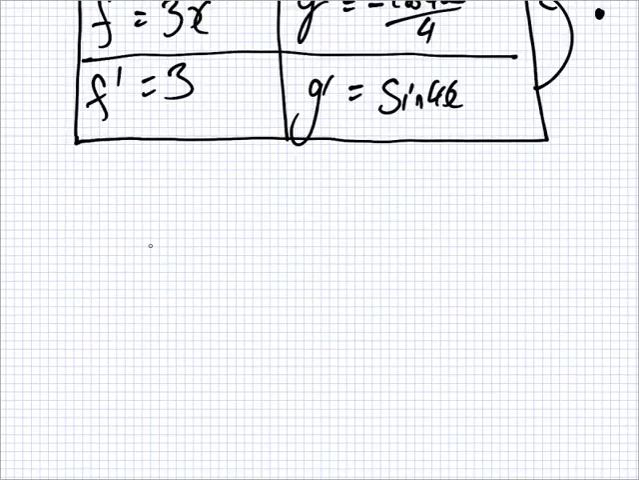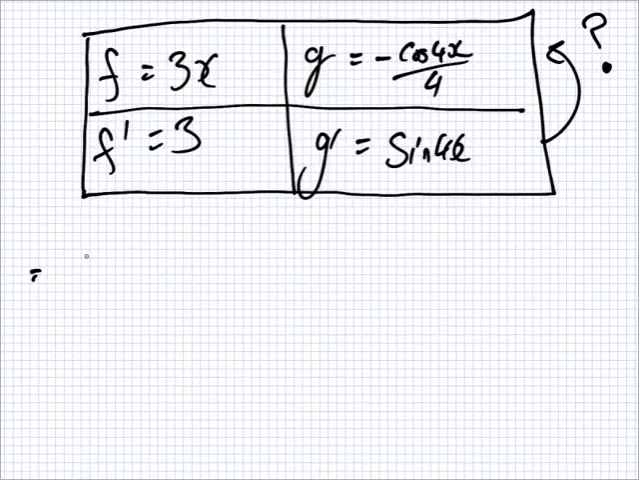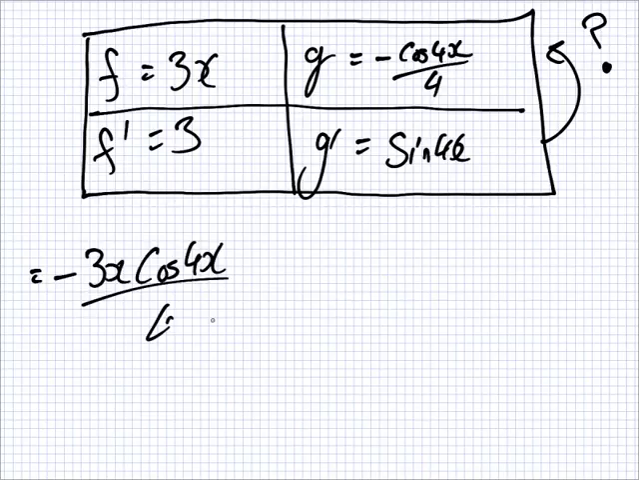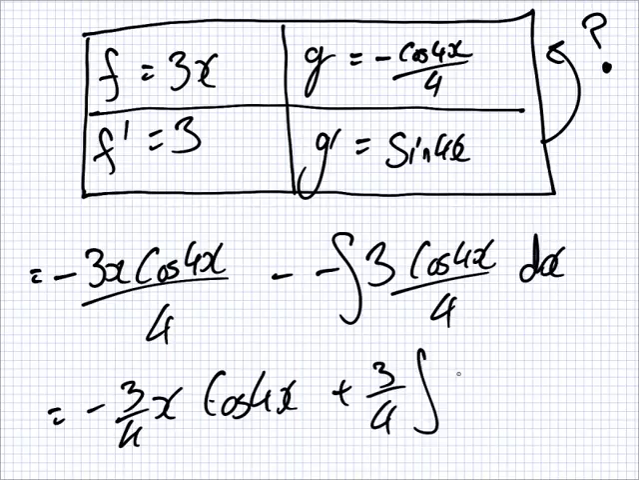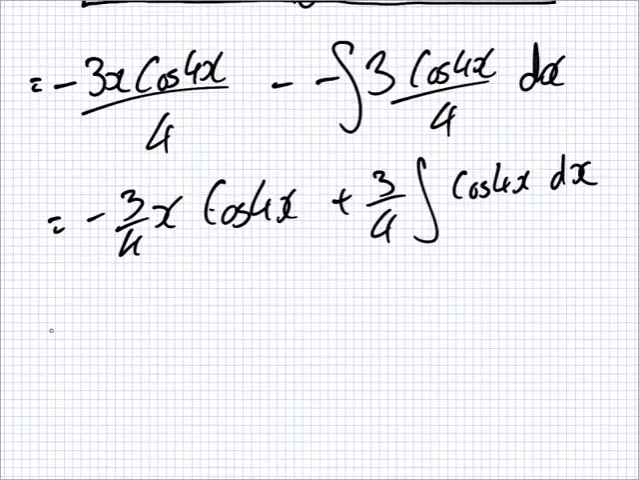Okay, so our rule is this will now equal fg minus integrate f derivative g, which is another minus cos 4x over 4. So this will be minus 3/4 x cos 4x plus 3/4 integral of cos 4x dx, which is minus 3/4 cos 4x.